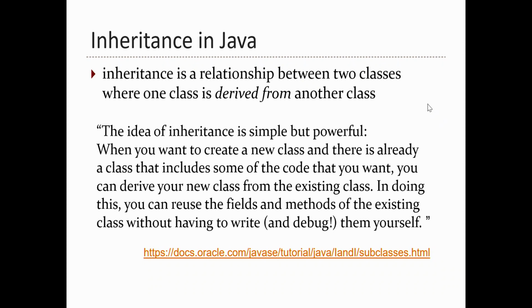Inheritance is a relationship between 2 classes where one class is derived from another class. The idea of inheritance is simple but powerful. When you want to create a new class, and there's already a class that includes some code that you want, you can derive your new class from the existing class. In doing this, you can reuse the fields and methods of the existing class without having to write and debug them yourself. So one view of inheritance is that it's a mechanism for code reuse. There's a class somewhere that does almost what you want it to do, and then you can take that class, extend it, and adapt it so that it does exactly what you want it to do.